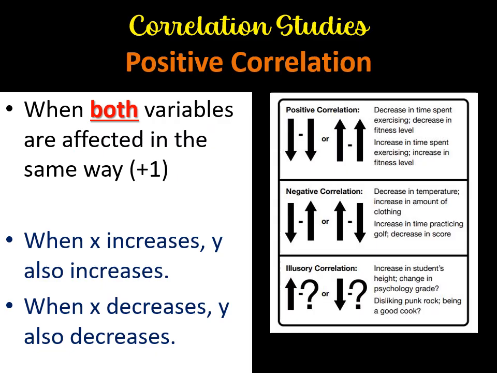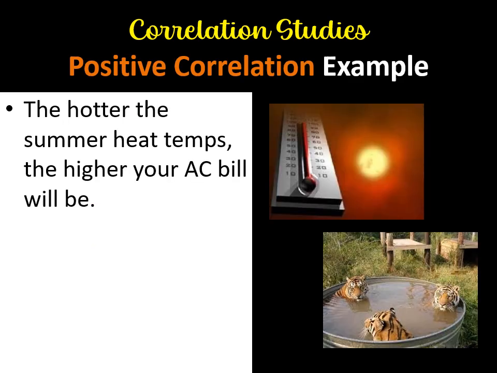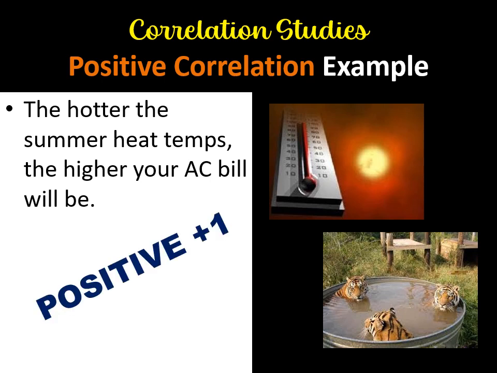So when both of the variables are affected in the same way, either both up or both down, we call that a positive correlation. So a decrease in the time spent exercising is a decrease in your fitness level. An increase in your time spent exercising is an increase in your fitness level. So when X increases, Y increases. When X decreases, Y also decreases. Here's an example. The hotter the summer, as heat temperatures go up, the higher your AC bill, your electric bill, is going to be. That's positive.